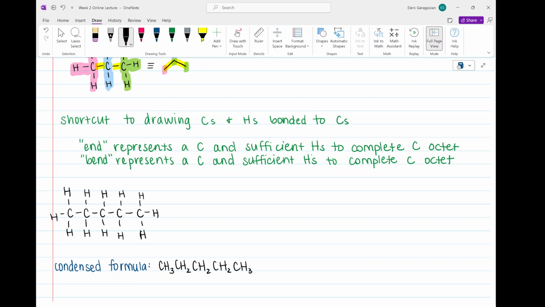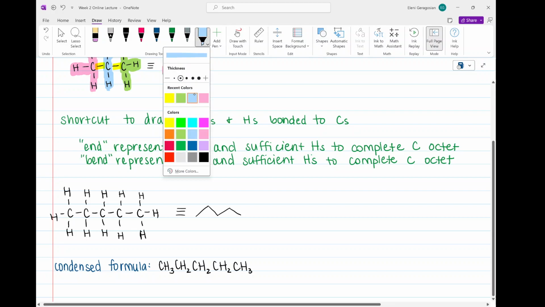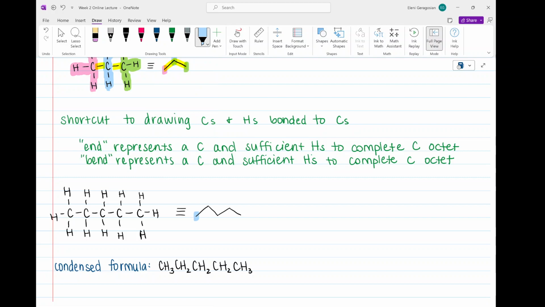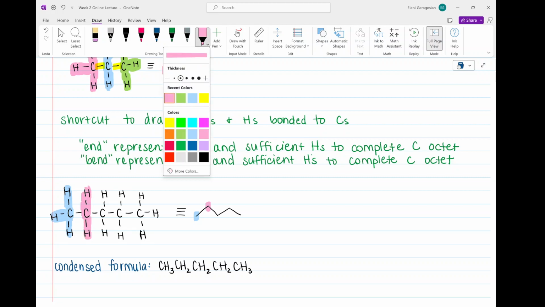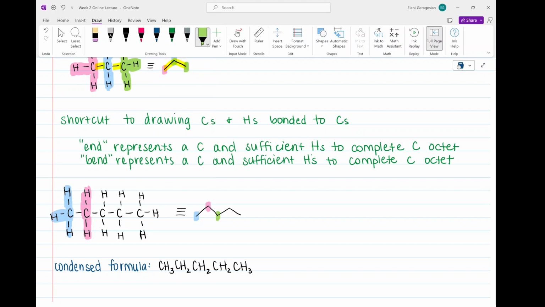So it's a condensed formula, and we can draw the line angle drawing. If we start left to right, we've got a CH3, then a CH2, another CH2, another CH2, and a CH3. So I'll also highlight what's going on here. So the end, carbon and 3 hydrogens. Next we have carbon, 2 hydrogens. Then we have carbon and 2 hydrogens at the next bend.